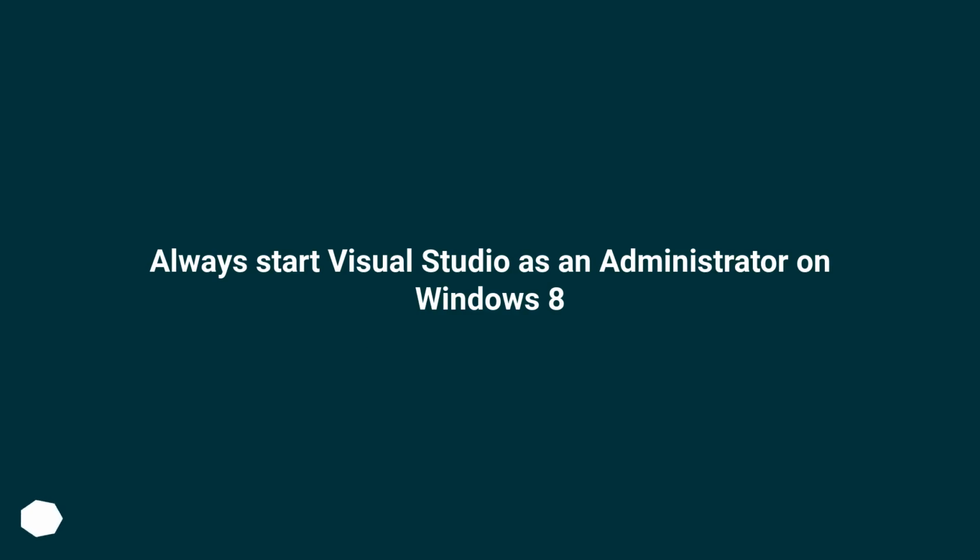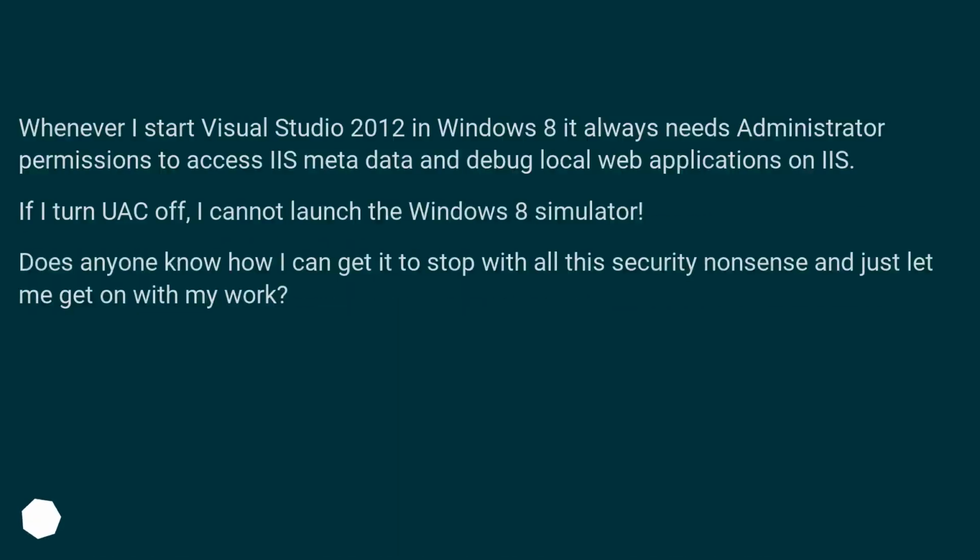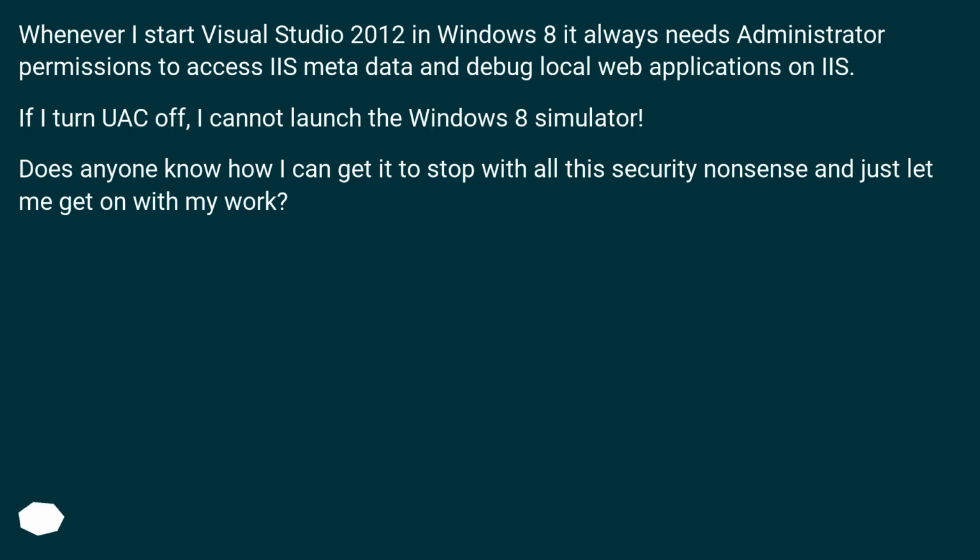Always start Visual Studio as an administrator on Windows 8. Whenever I start Visual Studio 2012 in Windows 8, it always needs administrator permissions to access IIS Express metadata and debug local web applications on IIS Express. If I turn UAC off, I cannot launch the Windows 8 simulator. Does anyone know how I can get it to stop with all the security nonsense and just let me get on with my work?